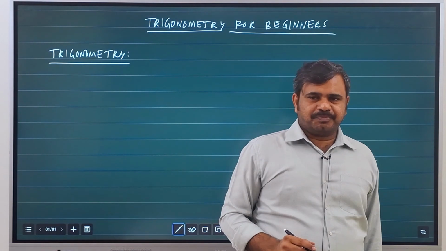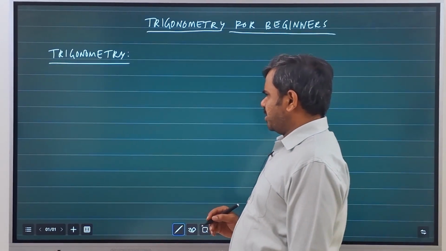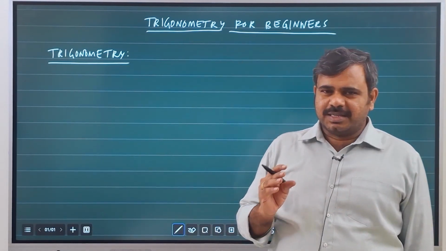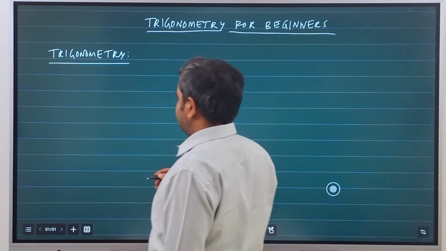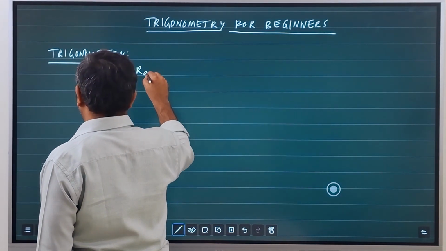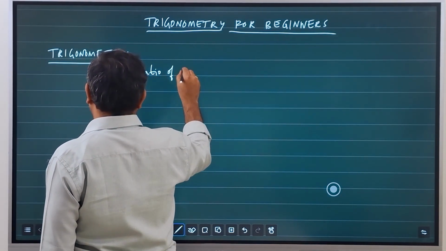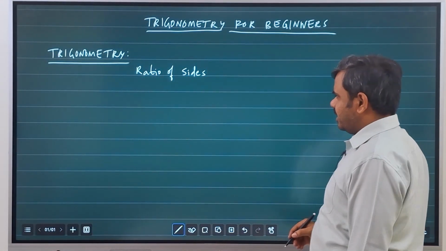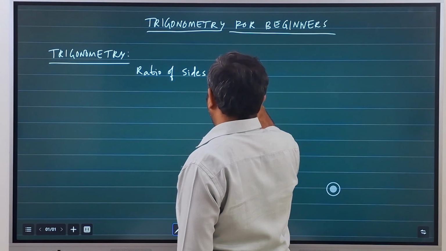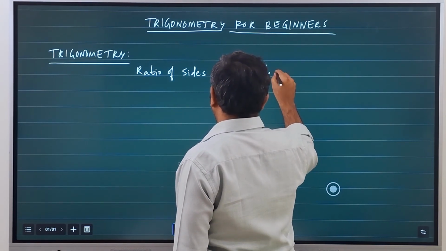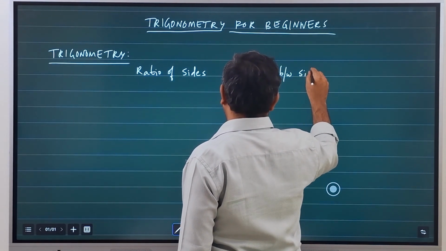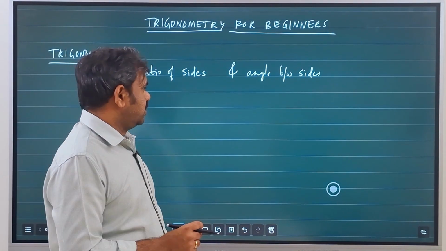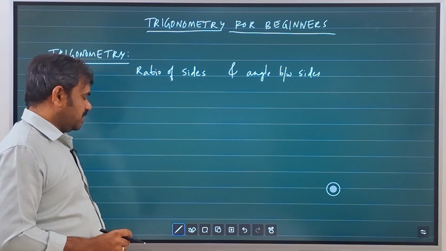Trigonometry is basically the study of relationship between two things: the ratio of sides in a right angled triangle, and the angle between the sides. In a right angled triangle, ratios of sides change when angles between the sides change.